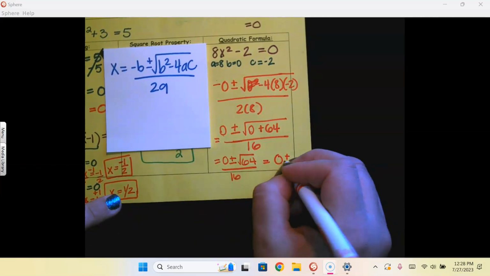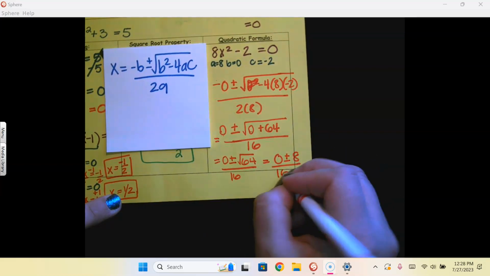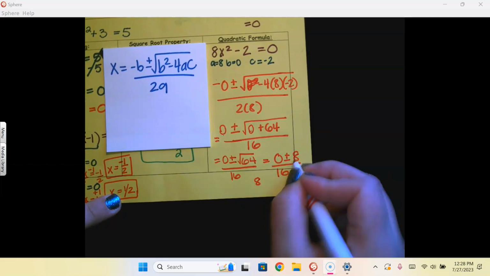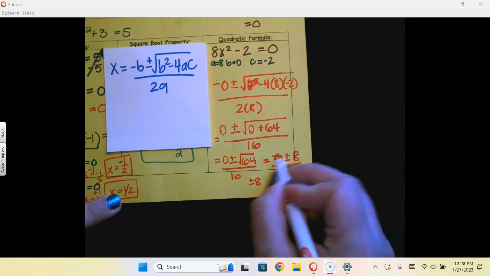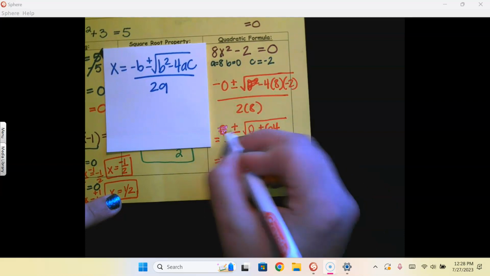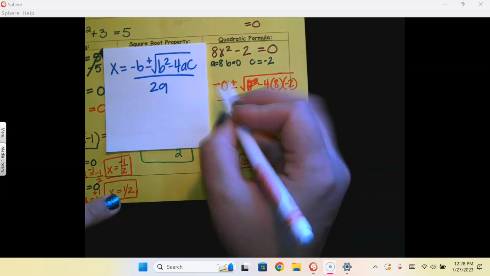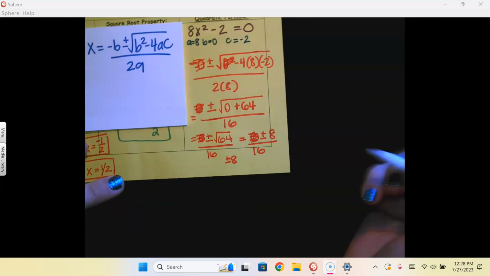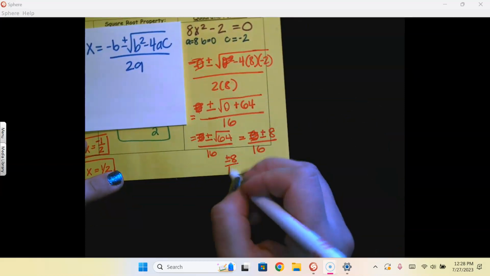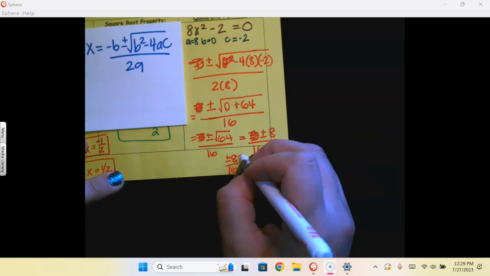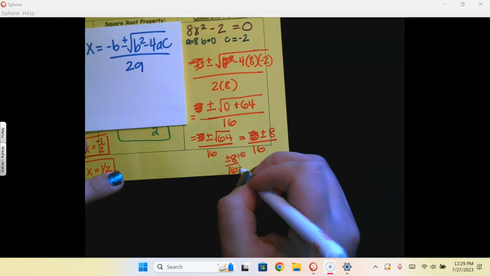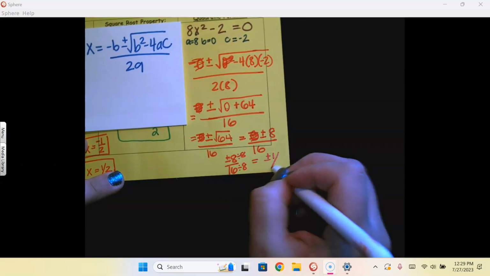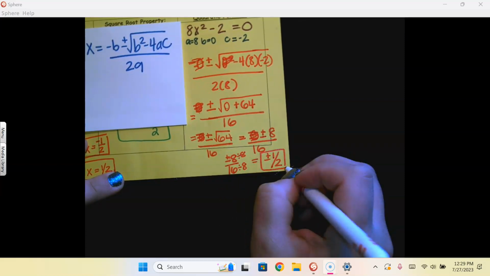So, and then 0 plus 8 is 8, and 0 minus 8 is -8. So that's why the 0 didn't need to be there, because when you add 0 to anything, it doesn't affect anything. So that's why I didn't need that there. So just plus or minus 8 over 16. And then 8 goes into 8 and 16. So we get 1/2, negative and positive 1/2.